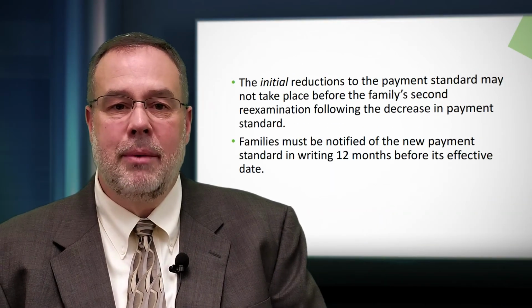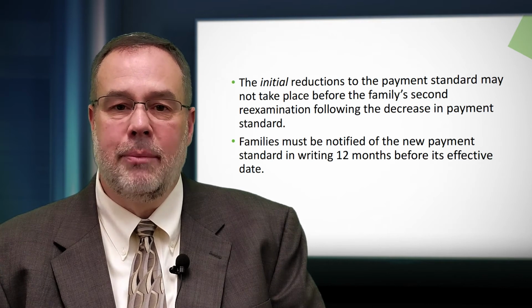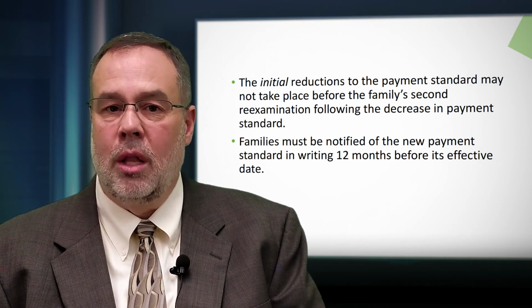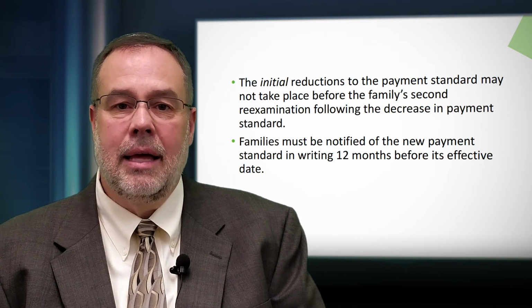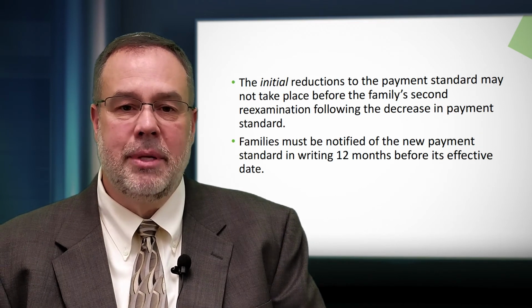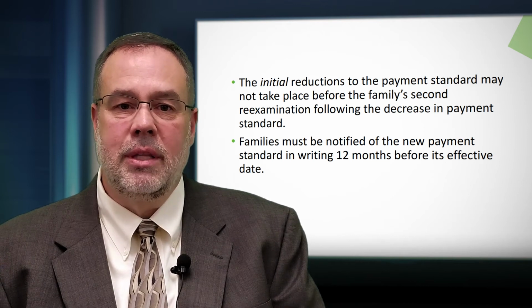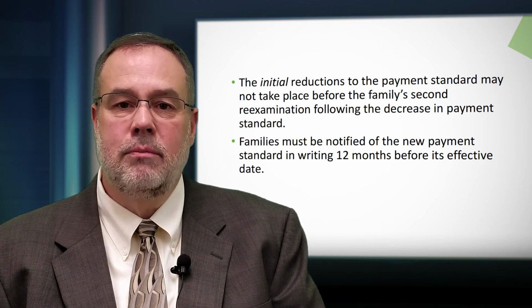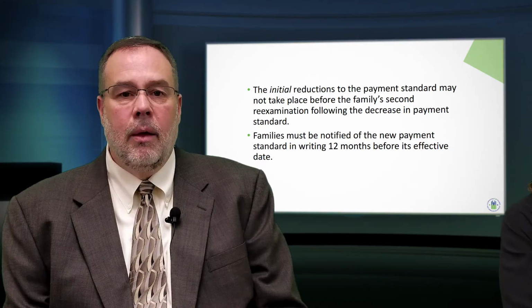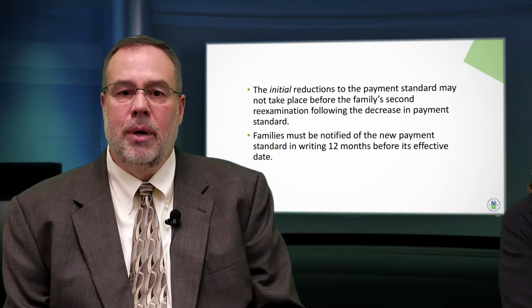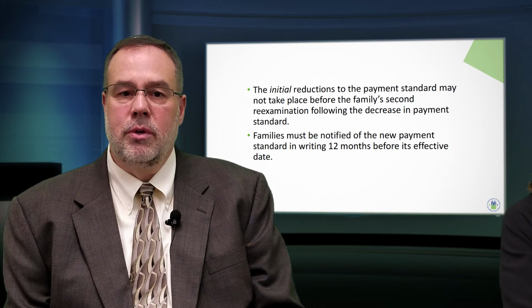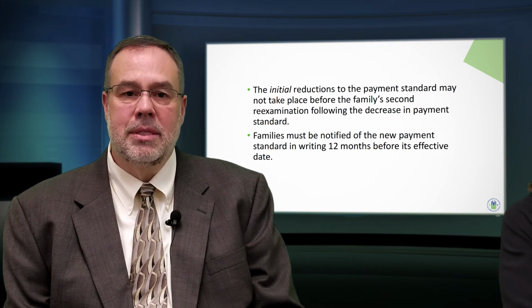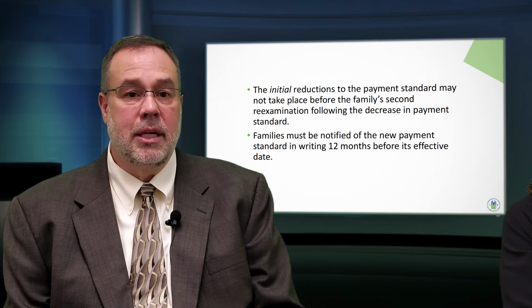If the PHA opts to reduce the payment standard amount used to calculate the family subsidy, whether on a limited basis or all at once, the initial reduction cannot take place before the effective date of the family's second regular reexamination following the effective date of the decrease in payment standard. Phased-in reductions may then proceed on an annual basis. The PHA must provide the family with at least 12 months written notice that the payment standard is being reduced during the term of the HAP contract before the effective date of the reduced payment standard amount. This requirement applies whether the reduction is phased in or taken all at once.